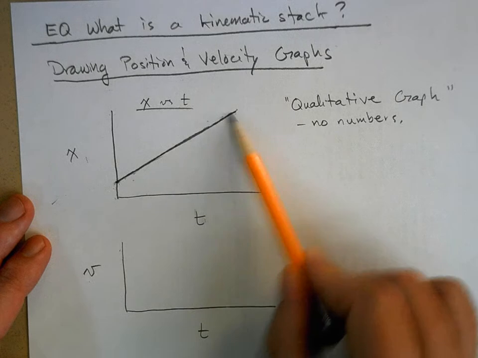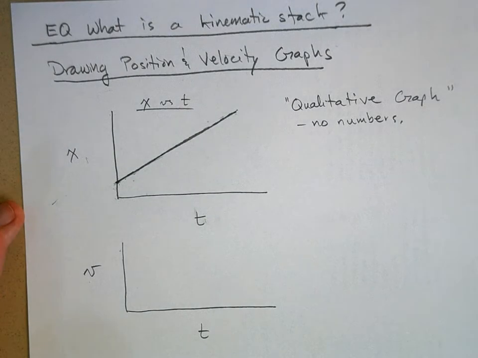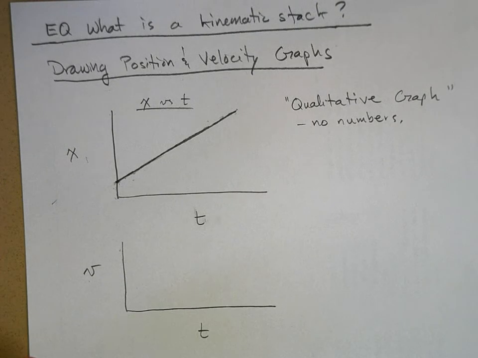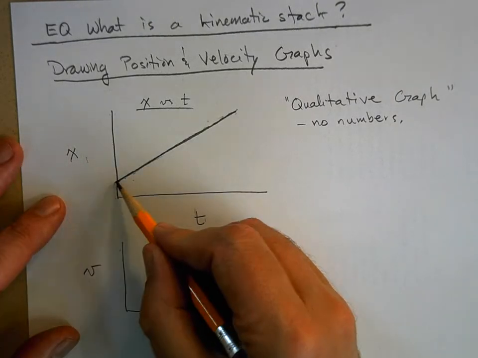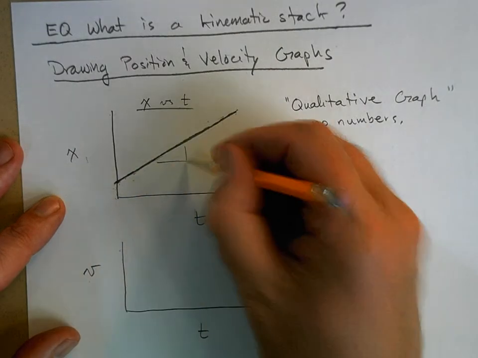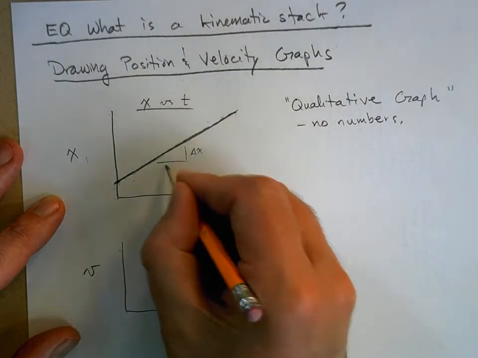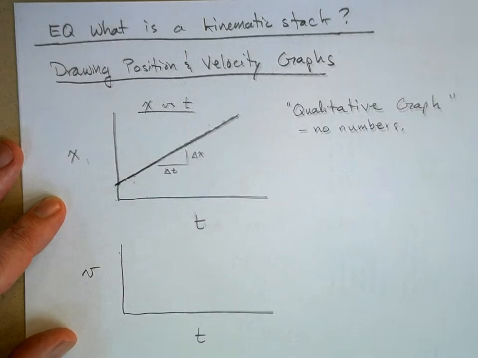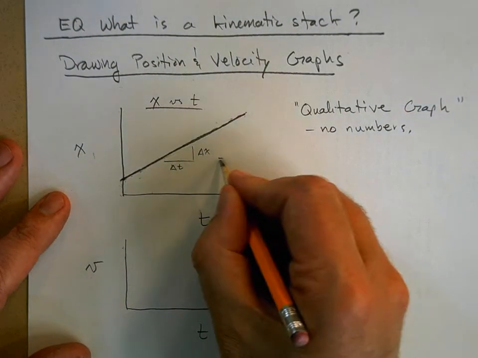Is it positive or negative? Positive. It's positive. Now, we have an idea of steepness, right? It's kind of medium steepness, but we don't really have any idea. We just need to draw a velocity that is positive on my velocity versus time graph. And so I'm going to say, well, the velocity at time t equals 0 is this amount, whatever this slope is. Now, if you were doing qualitative, you would go, okay, delta x over delta t. You would get some kind of slope from that. And this would be my velocity.